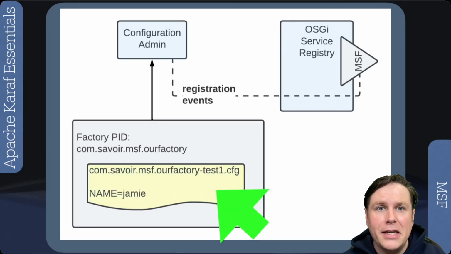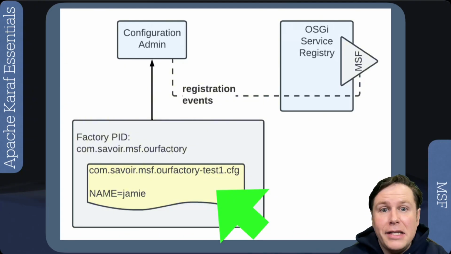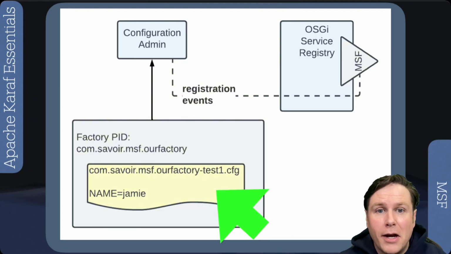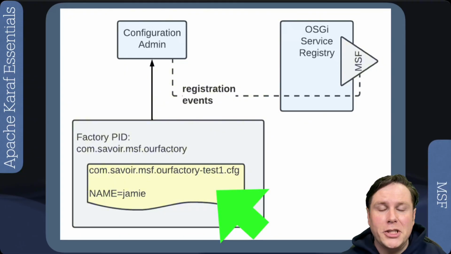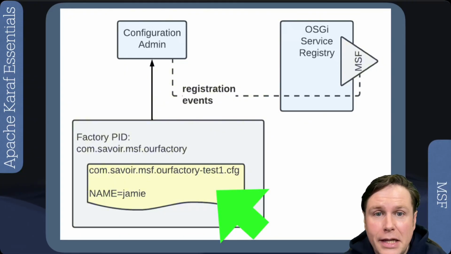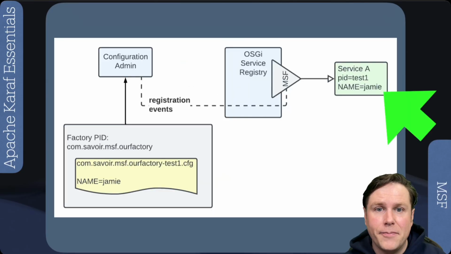So what's that PID? That is just the namespace that we are going to keep our running configurations in. For example, in our lab sample we're going to use a factory PID and config name along the lines of com.savoir.msf, our factory name, and then some additional piece to signify this is test 1, this is test 2, say department 1, department 2, each one of our configuration files. The important part is that the very beginning of that namespace has to be the factory PID that we set.